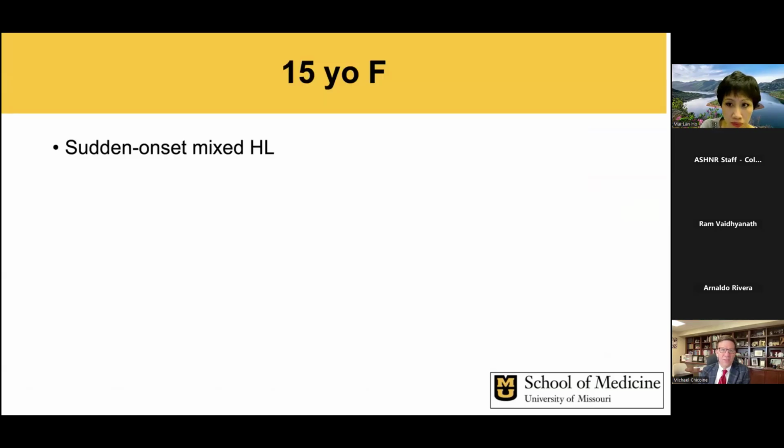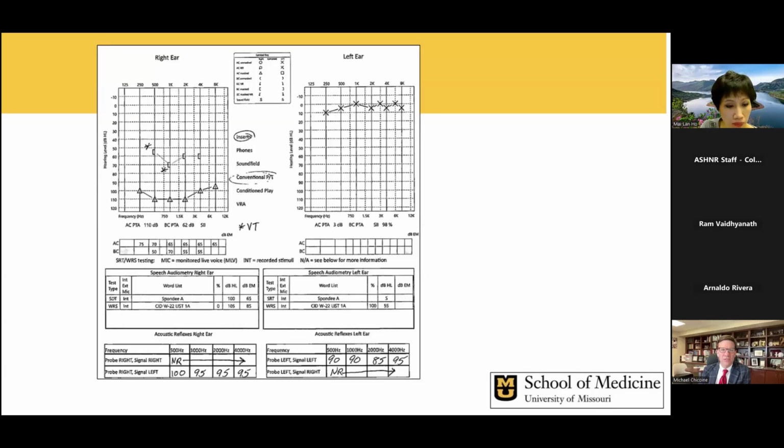So this is a case from some years ago that I believe Dr. Rivera and one of our former colleagues treated, a 15-year-old young woman who presented with mixed hearing loss. Another audiogram there that Dr. Rivera can explain these squiggly lines to us.